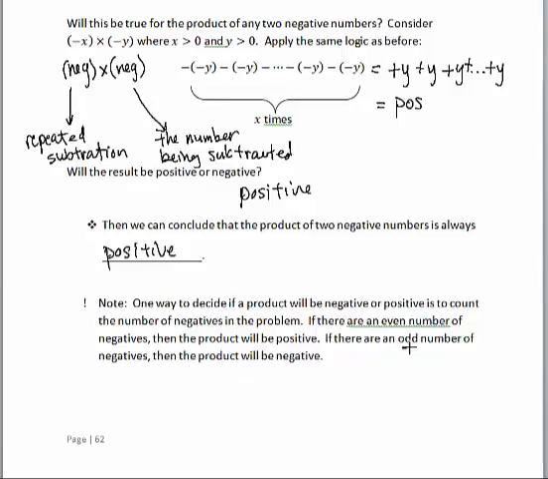Okay, so odd number, negative, and even number, positive.